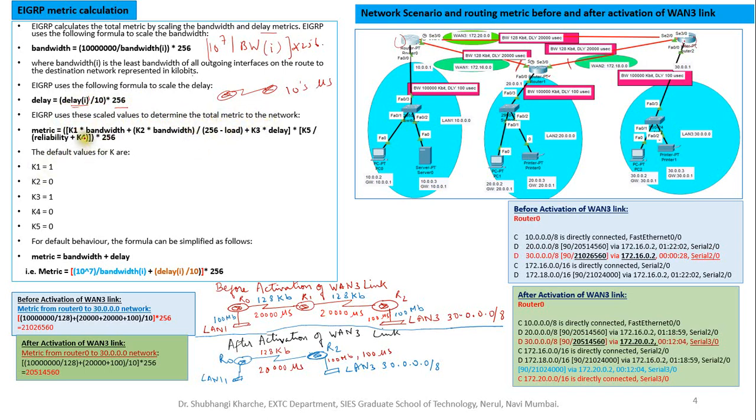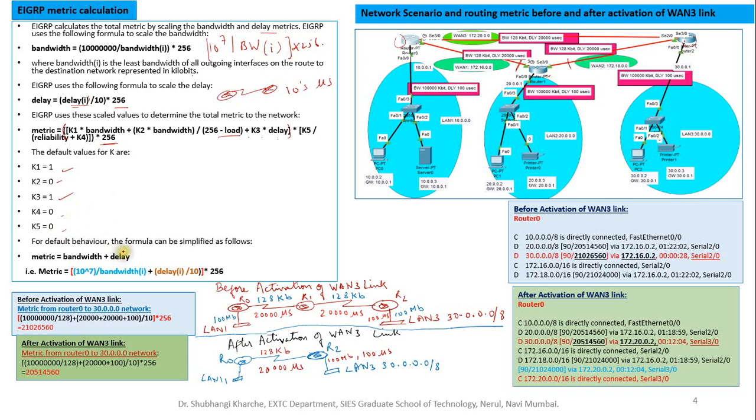Now the metric is calculated as some constant K1 multiplied by bandwidth, plus K2 times bandwidth divided by (256 minus load), plus K3 times delay, multiplied by K5 divided by (reliability plus K4), and this entire thing multiplied by the factor 256. Now here the default values of K are as follows. K1 and K3 are 1, and K2, K4 and K5 are zeros.